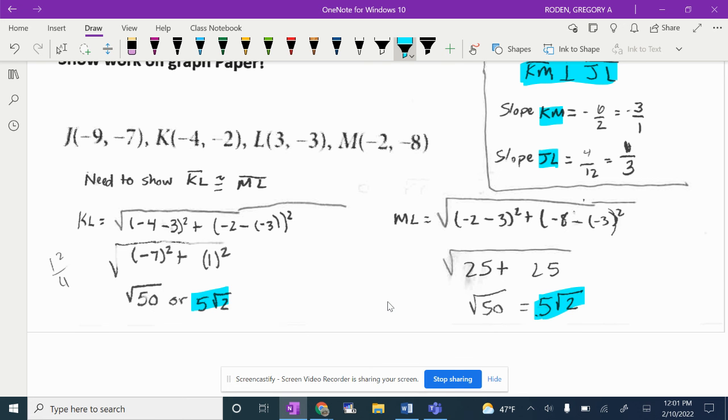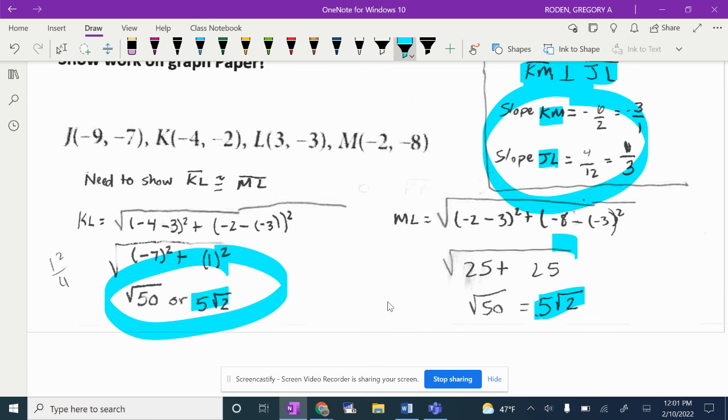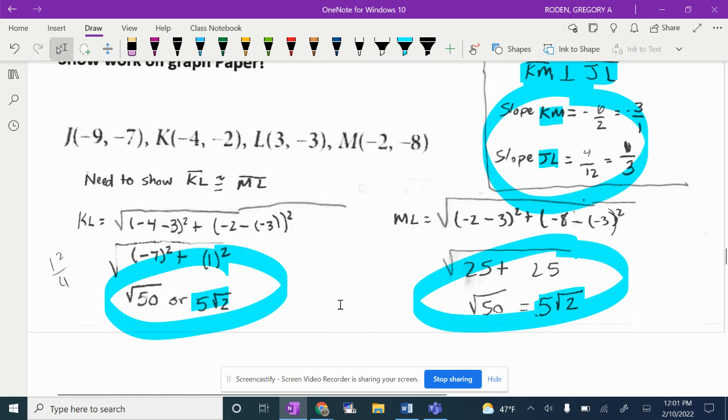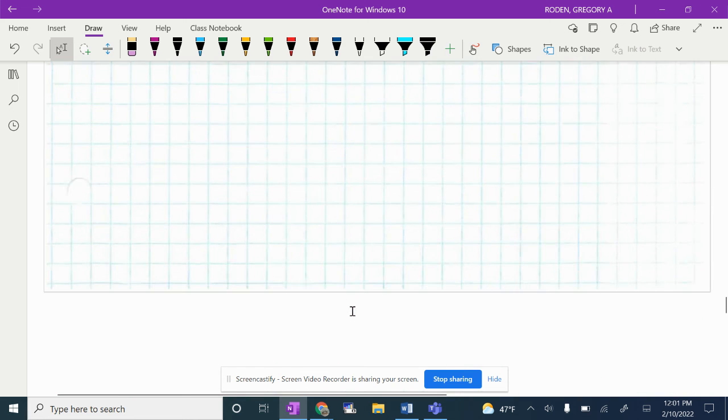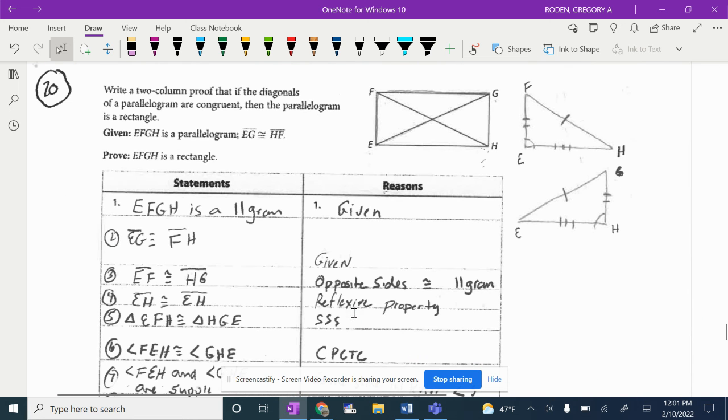So you could either do the diagonal theorem up here, or you can show that all the sides are the same, which I found them to be 5 square roots of 2. Okay, all right, we did that. Let's look at the proof really quick.